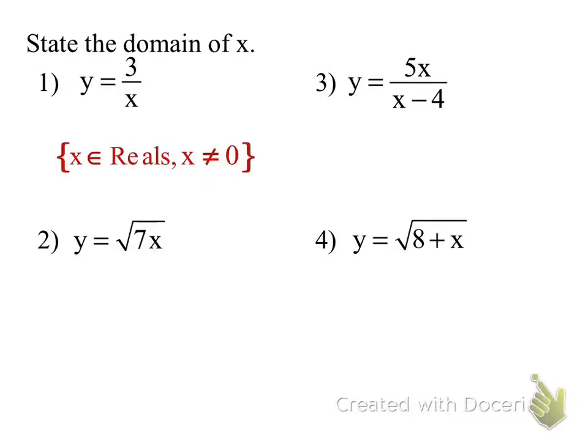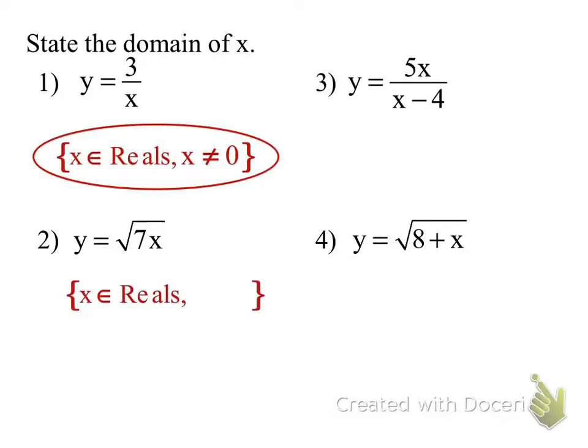Okay, number 2. Gavin. X is an element of the reals and X cannot be less than... We don't say cannot be. And X is greater than or equal to 0. Good. X is greater than or equal to 0. Remember we take the 7x? Always set it greater than or equal to 0.